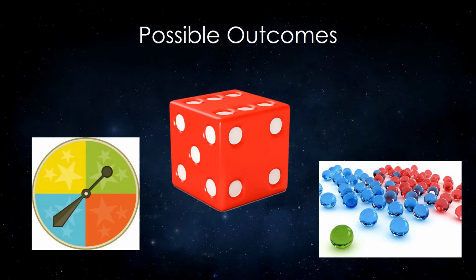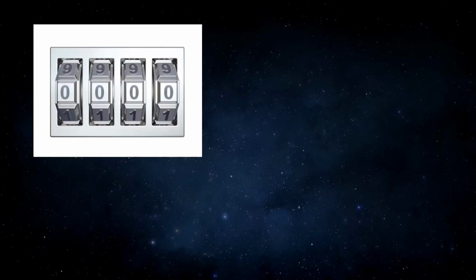It's pretty easy to understand when the number of options are small, like 4 colors on the spinner, 6 sides on the die, or even 68 marbles in the jar, but the numbers can become hard to imagine pretty quickly when there are lots more possible outcomes.